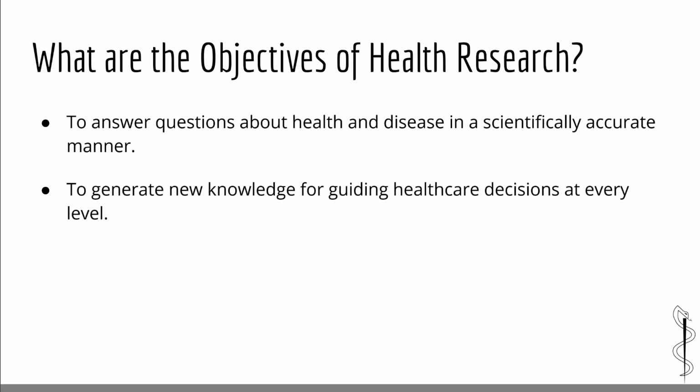There are many ways to generate knowledge. However, only one method of generating knowledge is considered appropriate for making claims about health and medicine. This method is known as the scientific method. The scientific method is considered the most rigorous and accurate way of generating knowledge. Other methods of generating knowledge, such as trial and error and logic reasoning, are not appropriate for making claims about medicine and science in general. So in a nutshell, the objectives of health research are to answer questions about health and medicine in a scientifically sound way. The knowledge gained from answering these research questions can be used to guide healthcare decisions at various levels.